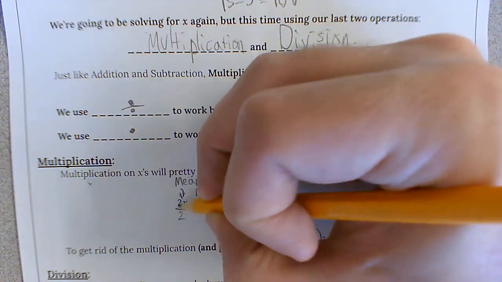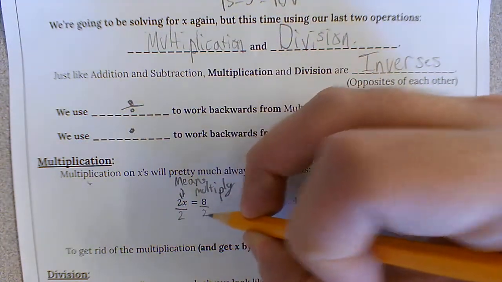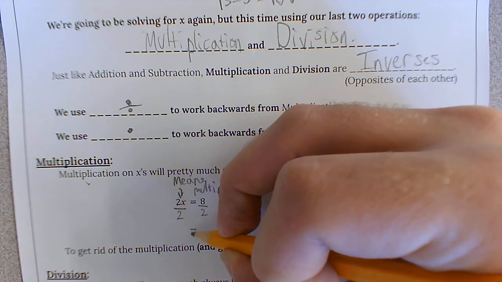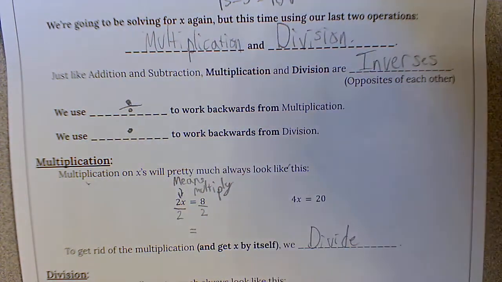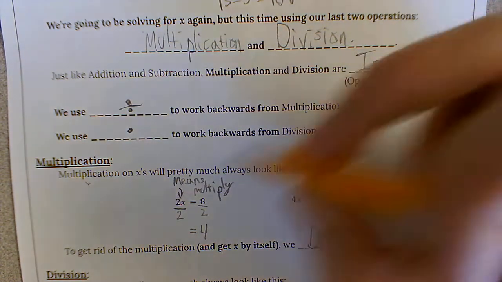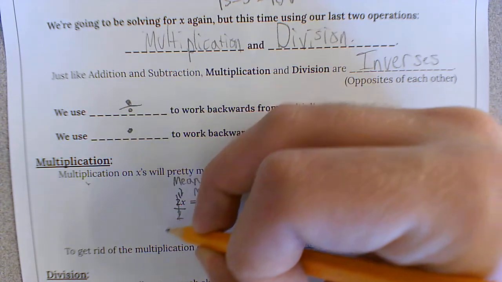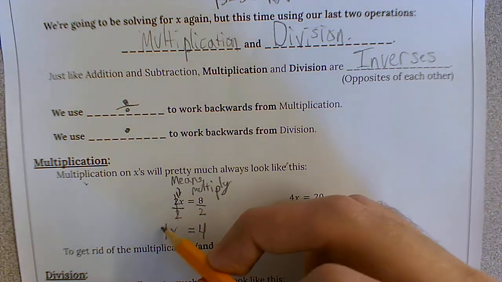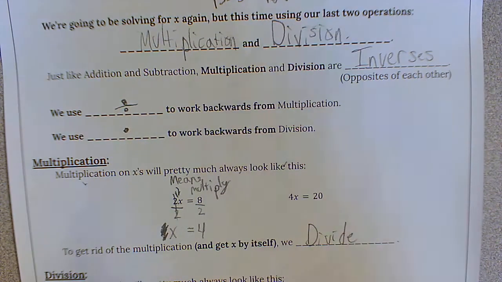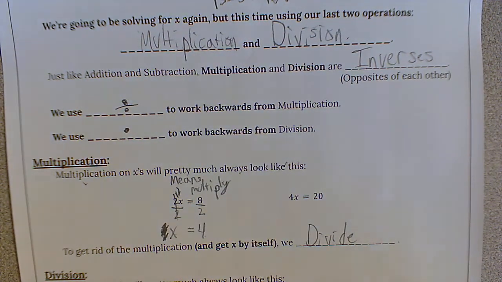I do a fraction bar to show I'm dividing. I'm going to rewrite my equal sign down here at the bottom. And I say 8 divided by 2 gives me 4. On the left, 2 divided by 2 gives me 1. And I get 1x equals 4. This 1 doesn't really matter. Instead, we're just going to say x equals 4.